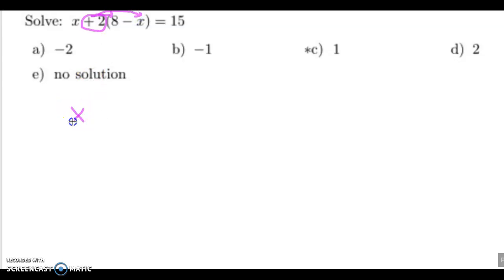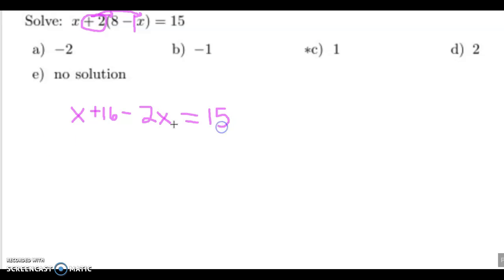The x is not involved, so I'm just going to bring that down. I have a positive 2 times 8, and 2 times 8 is a positive 16. Then I'm going to multiply a positive times a negative, and that is a negative. And remember there's a 1 in front of the x, so 2 times 1x is 2 x's. And then I'm going to bring down the equals 15.